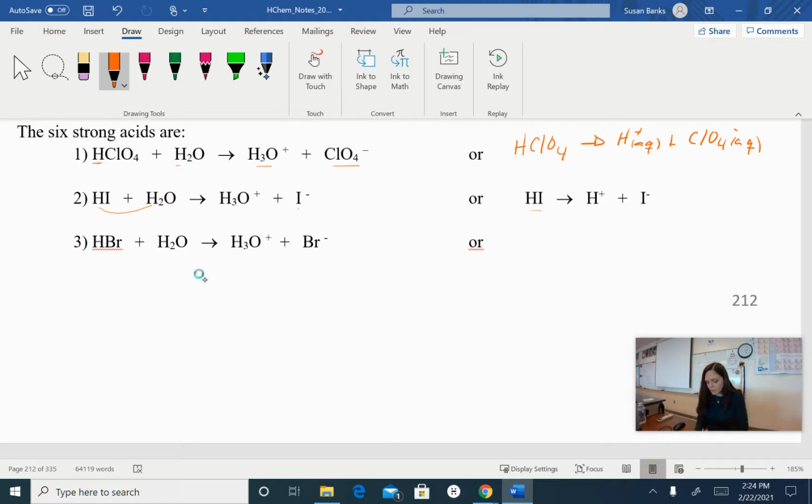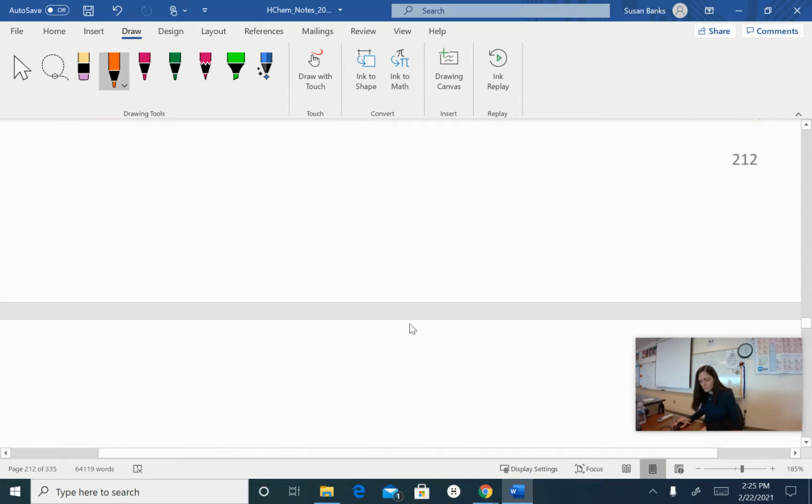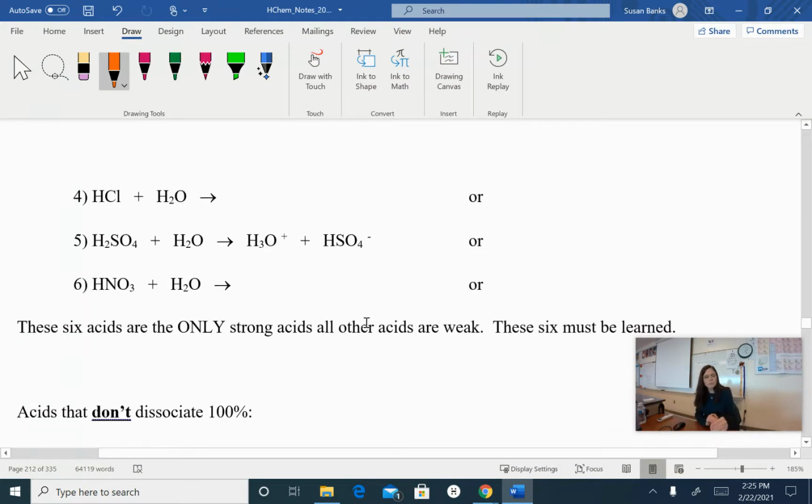Hydrobromic, once again, the hydrogen joins the water to make hydronium, and then the bromide is off by itself. Simplified, we would just write it as HBr ionizing into the hydrogen ion and the bromide ion. Okay? So why don't you try these next few by yourselves, okay? And check in just a minute.